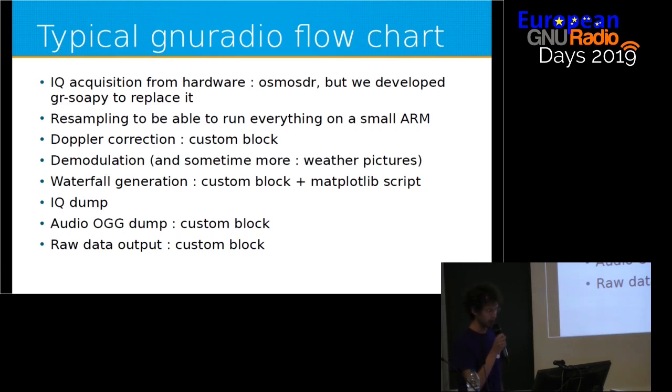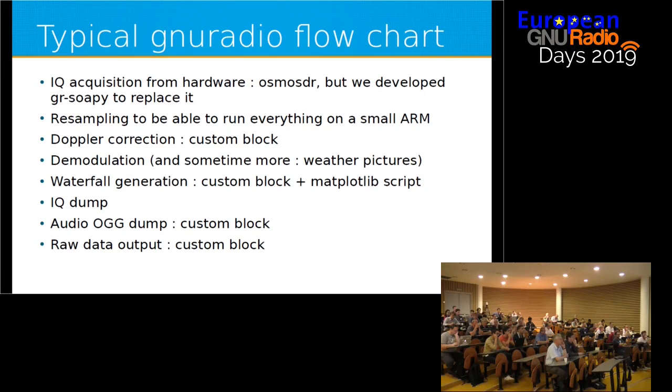We are currently testing it. Then we do the resampling to be able to run everything on this small single board computer, and it still sometimes crashes. And then we do the Doppler correction. For this, we have a custom block in our out-of-tree module. After that, we do the demodulation. It varies depending on the GNU Radio flow graph that is being run. For example, there is sometimes a little more than demodulation, such as for the weather picture decoding.